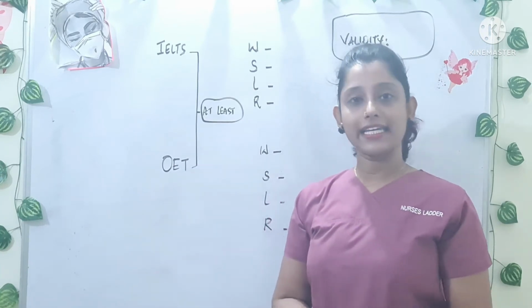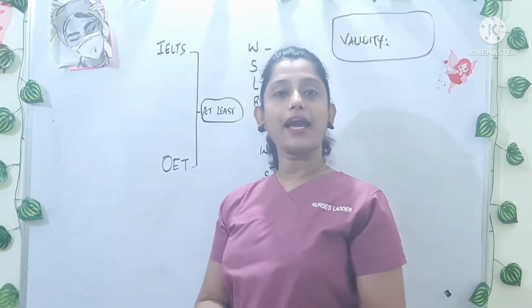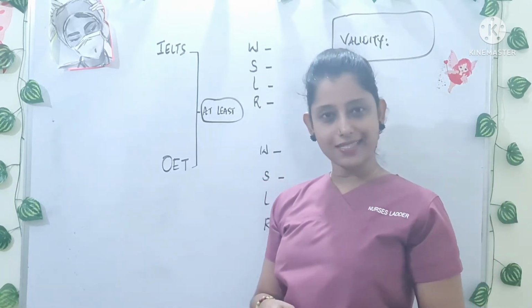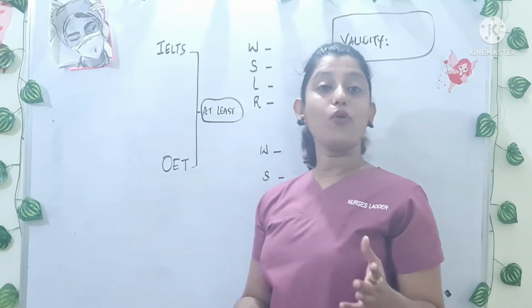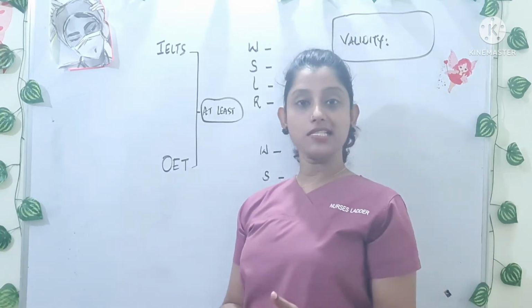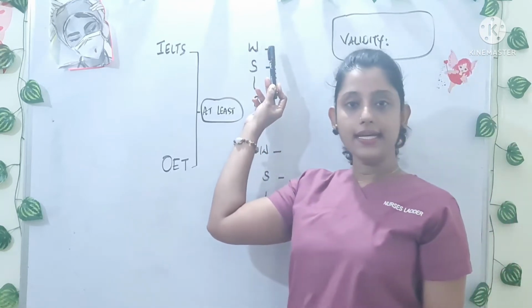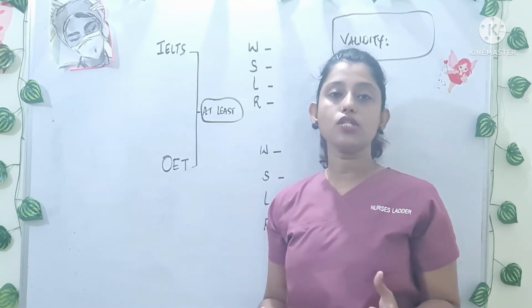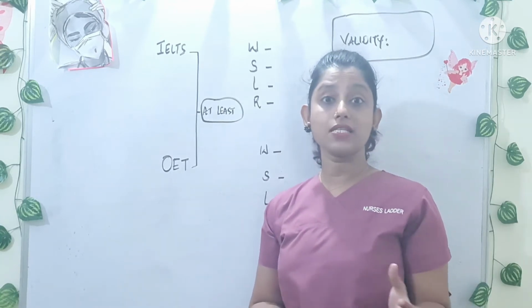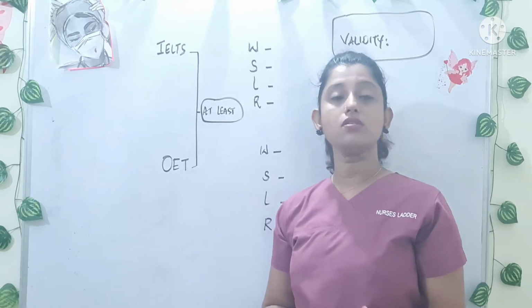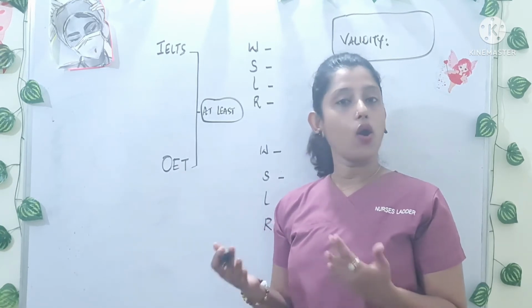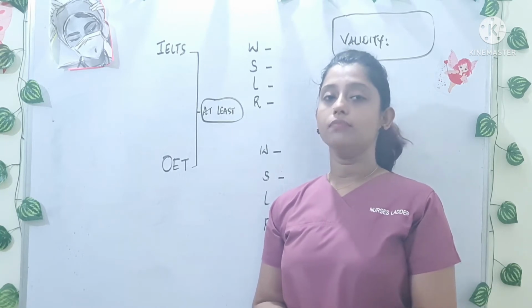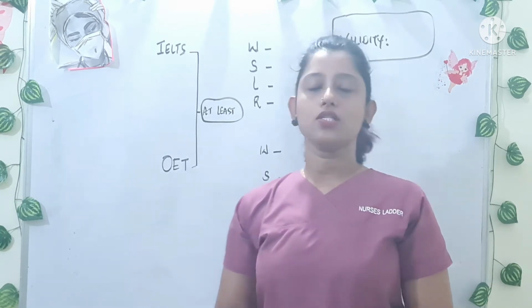The full form of IELTS is International English Language Testing System, and the full form of OET is Occupational English Test. As you all know, there are four main modules in both of these tests: writing, speaking, listening and reading. In order to get a good score, your competency in all of these four modules or skills will be assessed in both of these tests. So if you consider IELTS, let's see what the scores would be.